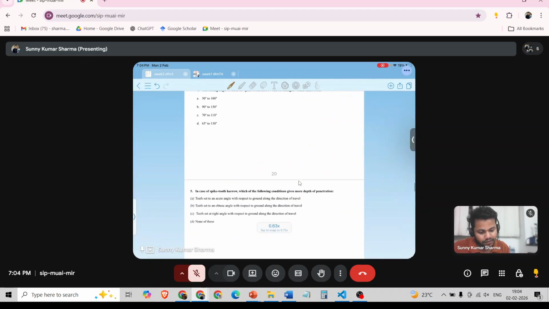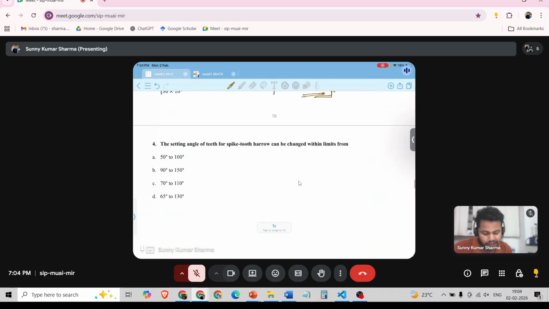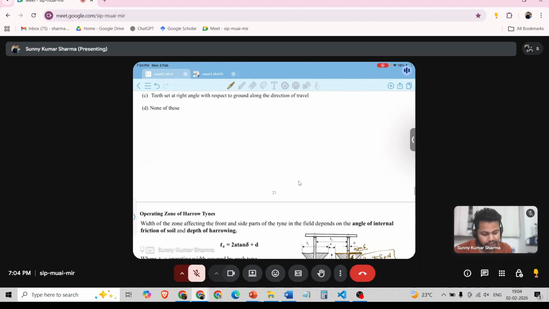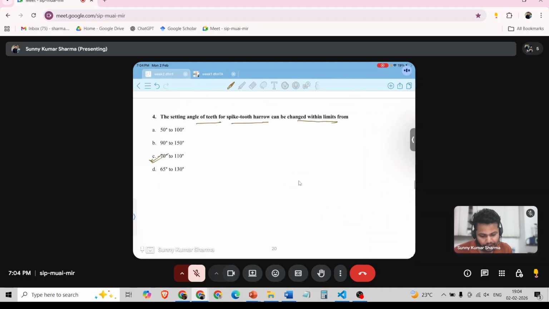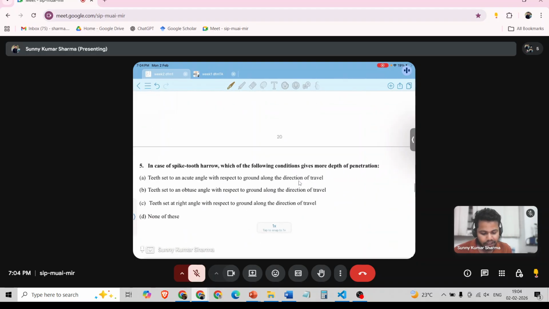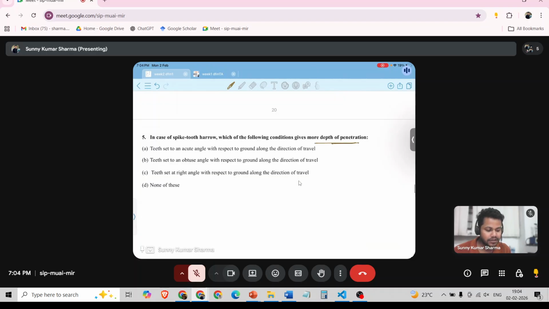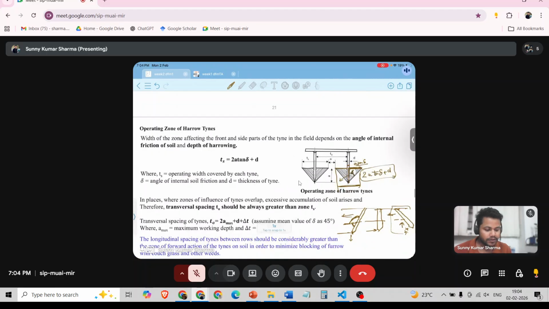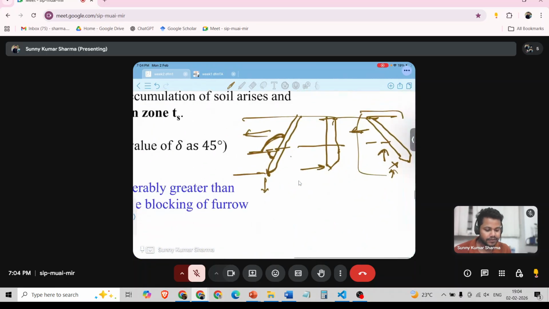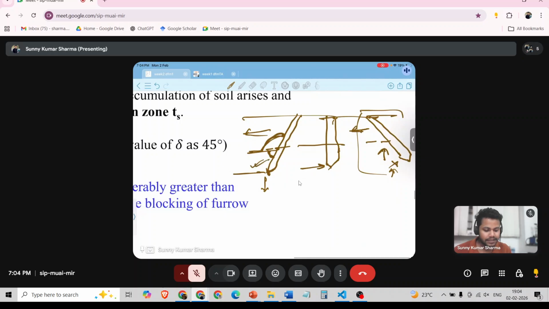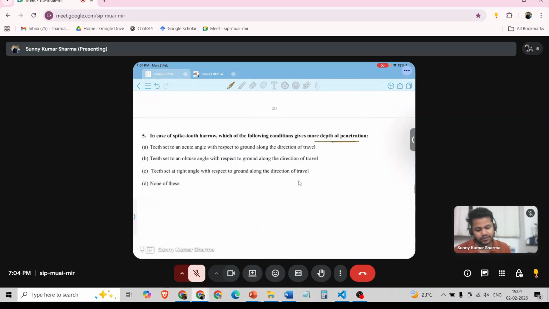So here it is asking that the setting angle of teeth of a spike tooth harrow can be changed within the limit of 70 to 110 degrees. That will be the answer. Now the second thing, see here. In case of a spike tooth harrow, which of the following conditions gives more depth of penetration? Just now we discussed. More depth of penetration will be in this case. Which option is this case? You tell me.